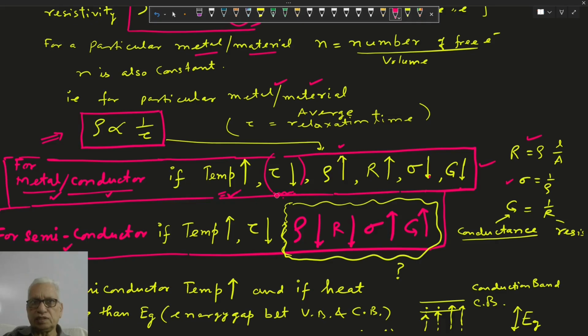But for a semiconductor, when temperature increases, relaxation time decreases too. But despite this, resistivity and resistance decrease, and conductivity and conductance increase. Why?